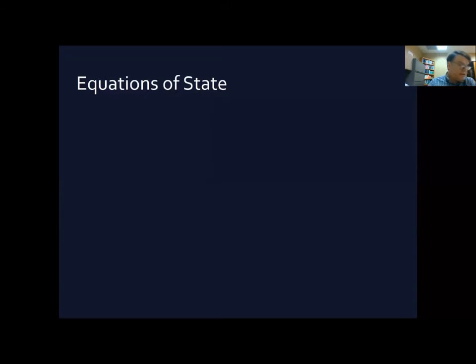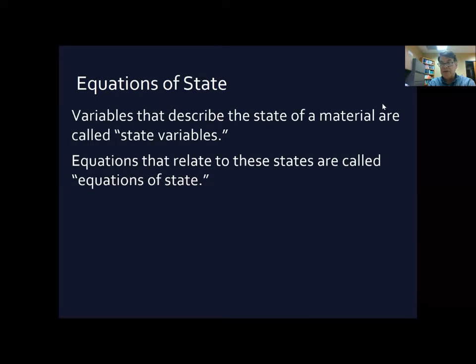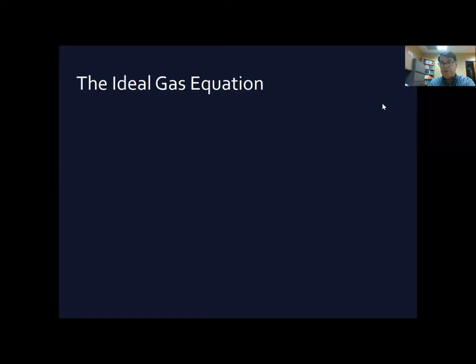Equations of state has to do with various equations that relate to the state of matter in terms of its volume and its pressure and those sorts of things. These variables, pressure and volume, are called state variables. So variables that describe the state of a material are called state variables: its pressure, its volume, and so forth. And then equations that relate to these states are called equations of state. And of course, the main equation for this section is the ideal gas equation.